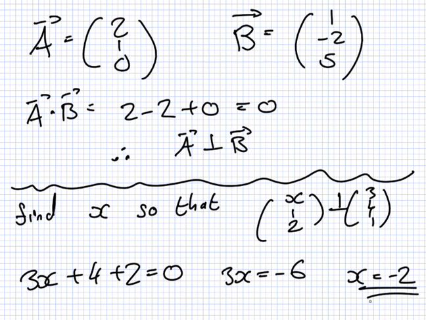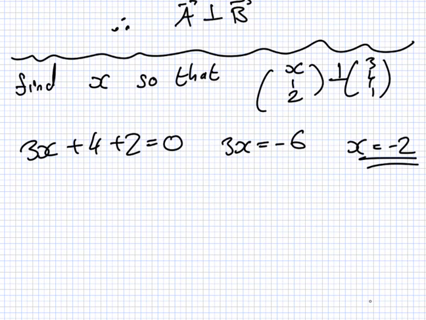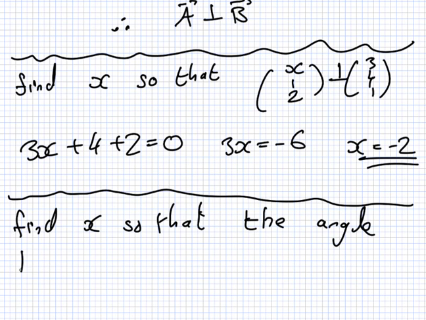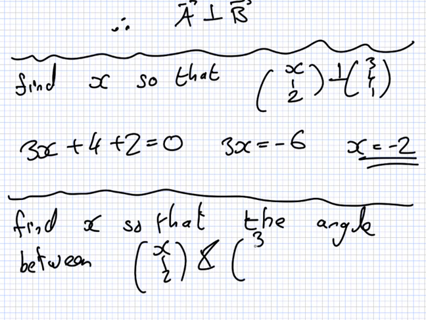Okay, let me give you another one here, but maybe not quite as short. Find x so that the angle between x, 1, 2 and 3, 4, 1 is 45 degrees. So this time I want you to find x that makes these vectors at an angle of 45.